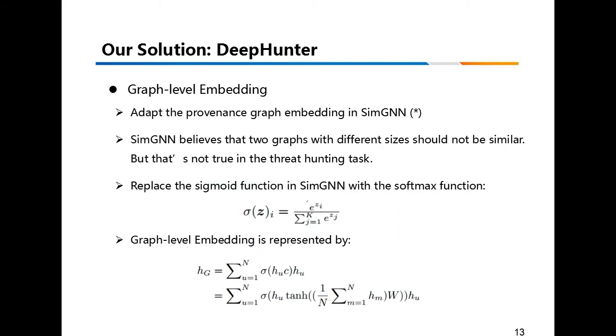Now we obtain the node embedding for each node in both the query graph and the provenance graphs. How do we generate a low-dimensional embedding vector for a graph using node embeddings? We adapt the graph embedding in SimGNN. Specifically, SimGNN believes that two graphs with different sizes should not be similar, but that's not true in the threat hunting task. So we replace the sigmoid function in SimGNN with the softmax function, and the final graph level embedding is represented as below.